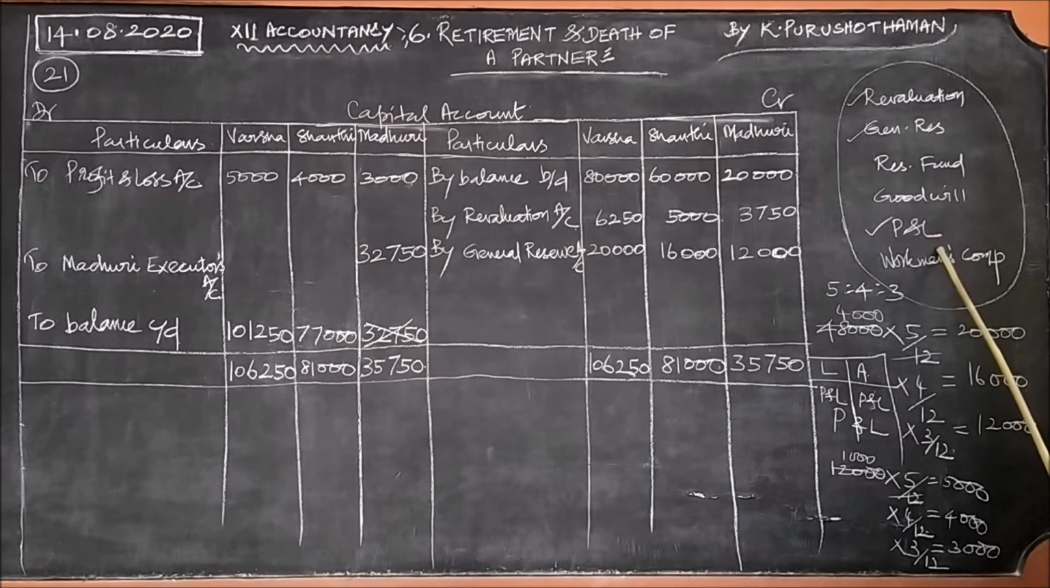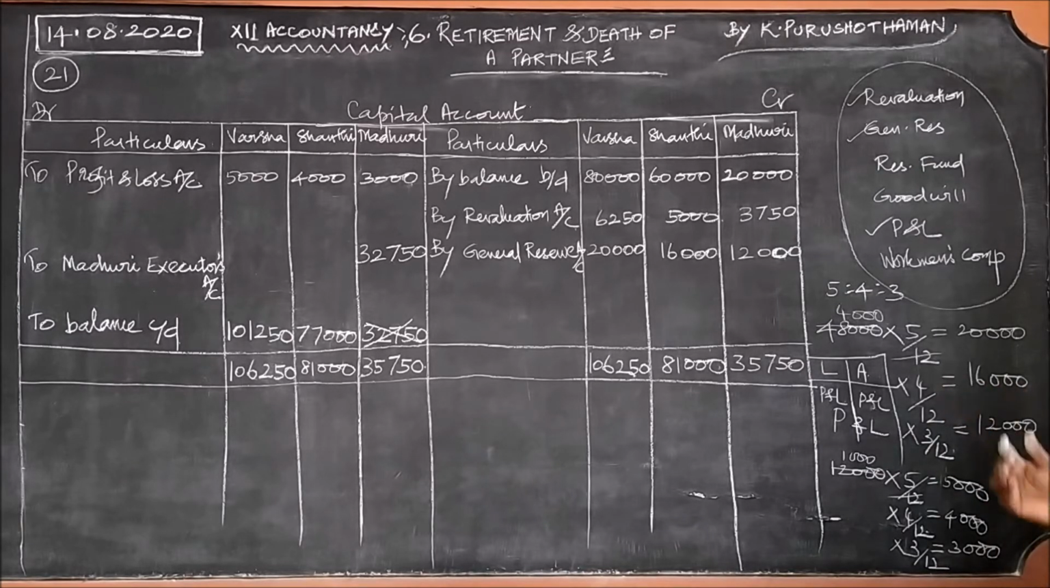But this profit and loss account is given here in the problem. Where is it appearing? On the asset side. The profit and loss account may appear either on the liability side or on the asset side. If it appears on the liability side, then it is a profit. If the same account appears on the asset side, then it is a loss. Liability side, profit; asset side, loss. Luckily, it is given in your question itself, profit and loss account, bracket loss.